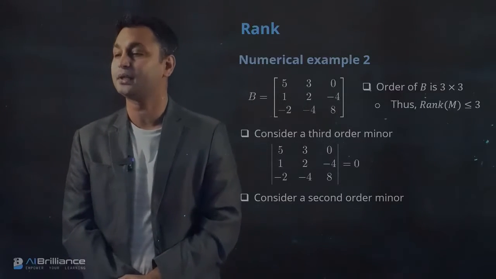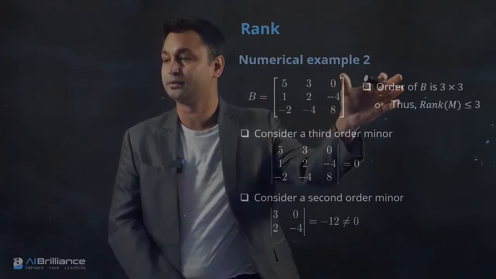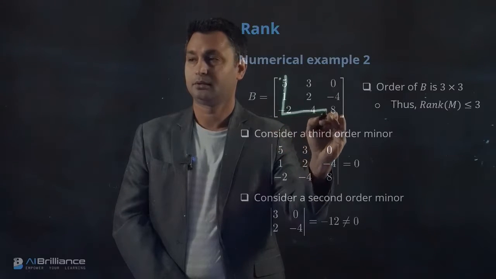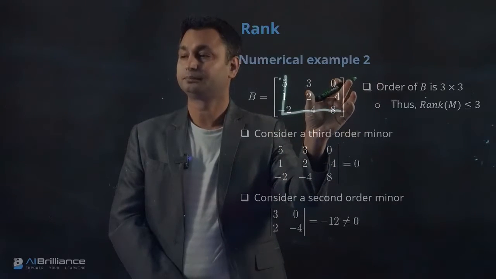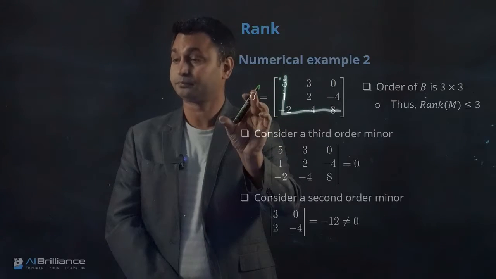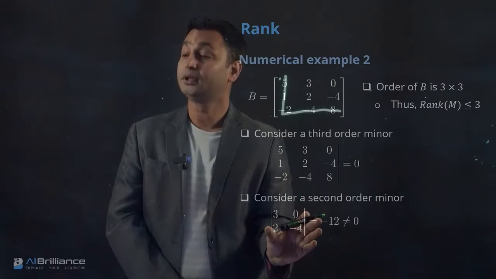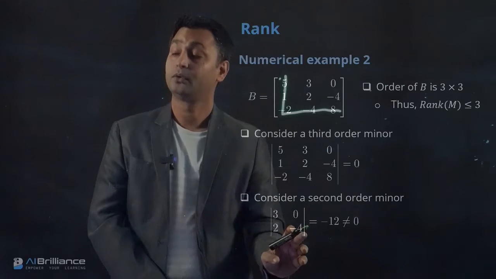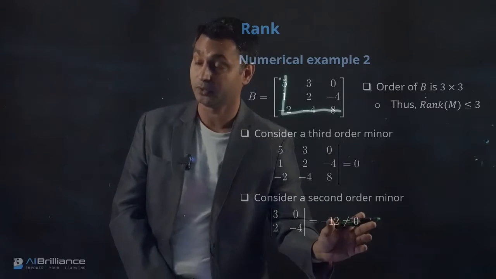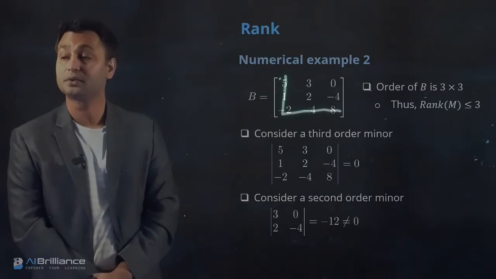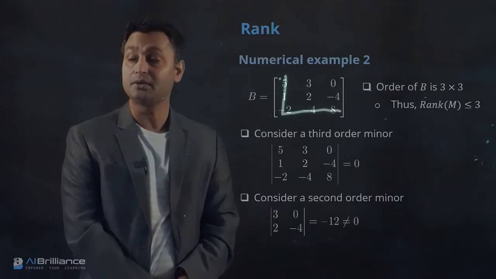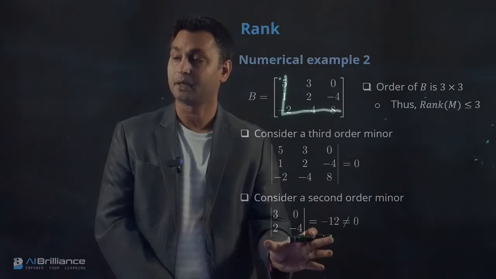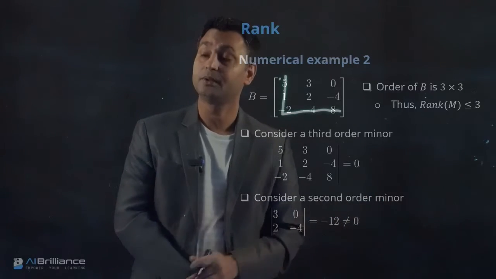Let's pick any second order minor, and what we have picked is basically 3, 0 and 2, 4. So what we did is basically we eliminated this row and this column, and we considered one of the second order minors of the matrix B. We took the determinant of the second order minor, which is 3 multiplied by 4 minus 2 times 0, which is equal to 12, and this is non-zero. So if any of the second order minors of this matrix is non-zero, then that determines the rank of it. In this case, the second order minor is non-zero, so the rank will be equal to 2.